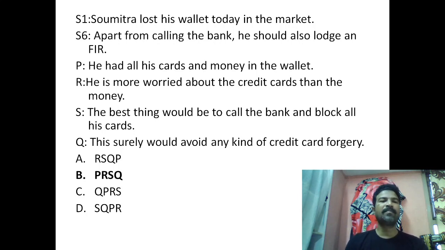Next R. He is more worried about the credit cards than the money. Next S. The best thing would be to call the bank and block all his cards. Next Q. This surely would avoid any kind of credit card forgery. And the concluding statement S6 is, apart from calling the bank, he should also lodge an FIR. So the correct combination is PRSQ, as it is already given in the same order in the options also. Let's move on to the next question.